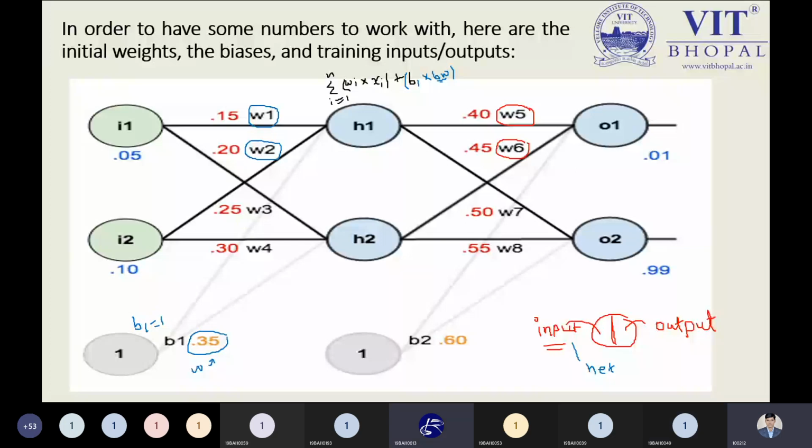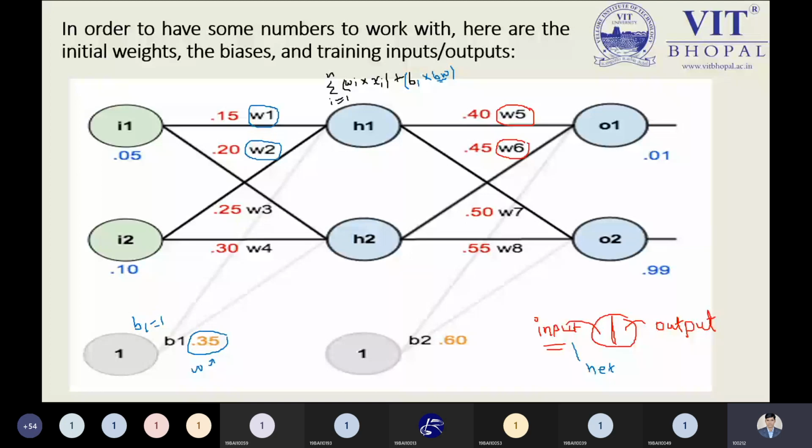For H1, sir, when 0.5932 is multiplied by 0.40, we get 0.2378. And then, sir, for H2, when 0.5968 is multiplied by 0.45, we get 0.2685. And then, sir, for B2, 0.60 into 1. Super. These are the steps, so this is the calculation we have to do.